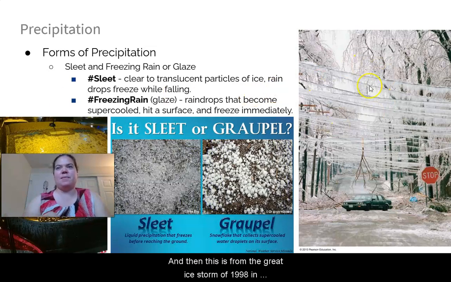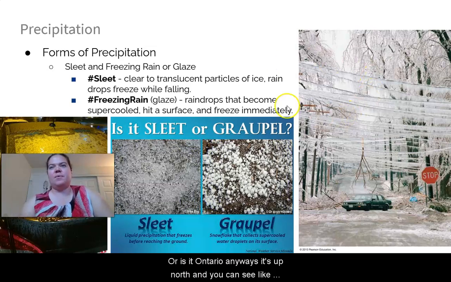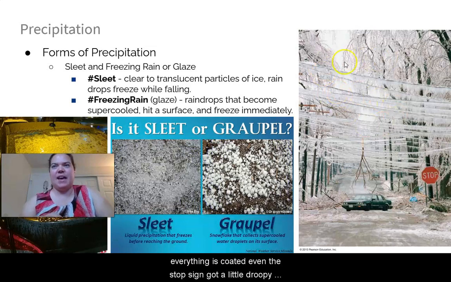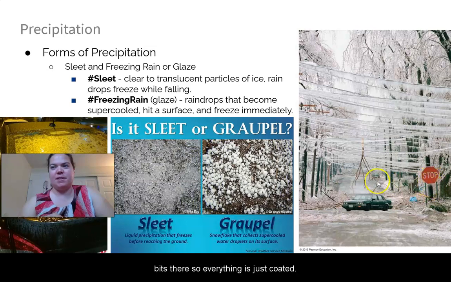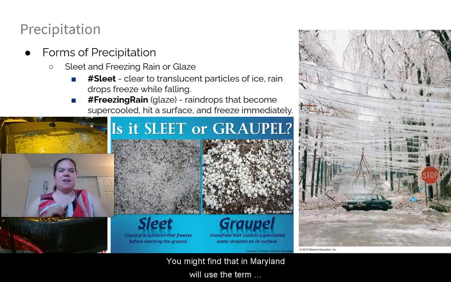And then this is from the Great Ice Storm of 1998 in Toronto, Canada. Or is it Ontario? Anyways, it's up north, and you can see like everything is coated. Even the stop sign got little drippy bits there. So everything is just coated completely with freezing rain.